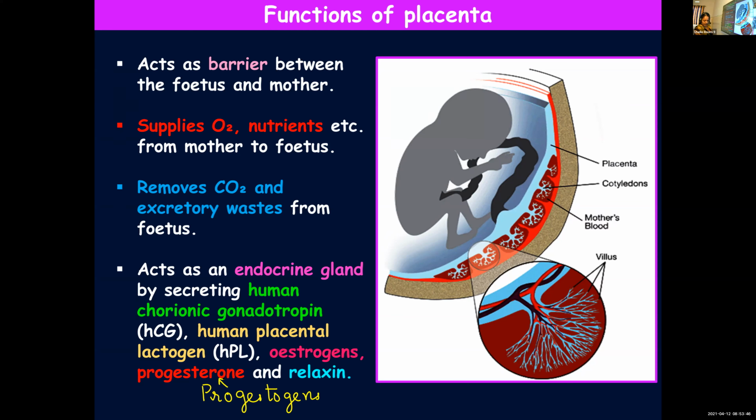And coming to relaxin, as the name suggests, it will help in relaxing the pelvic ligaments. The ligaments present in the pelvis will relax under the influence of this hormone, and it also helps in softening and widening the cervix to facilitate childbirth.